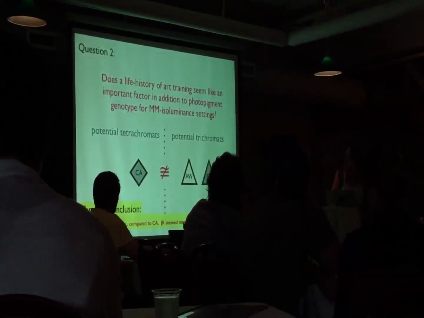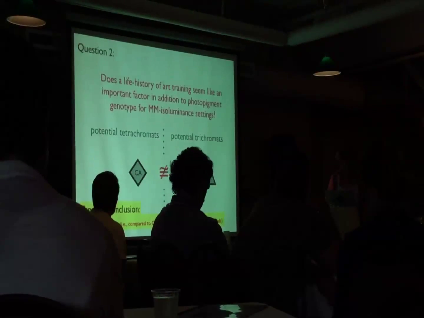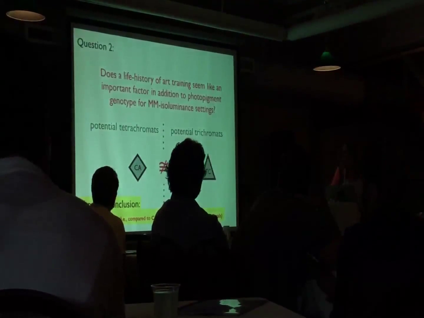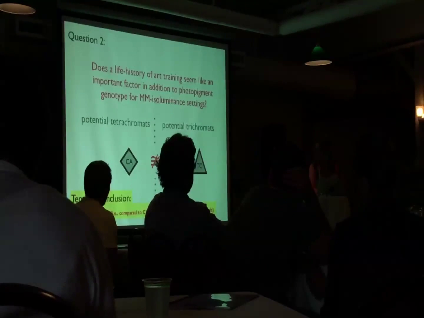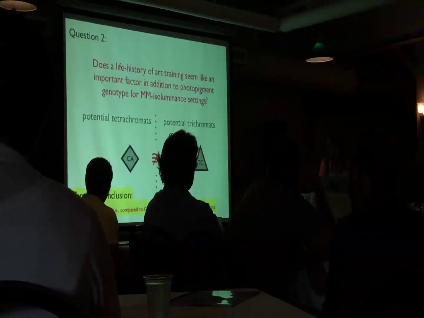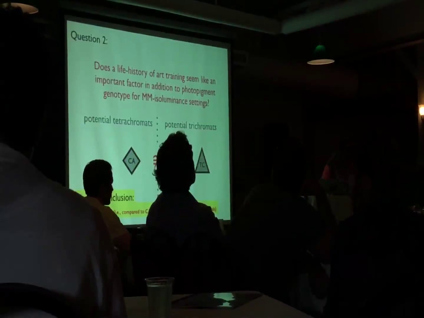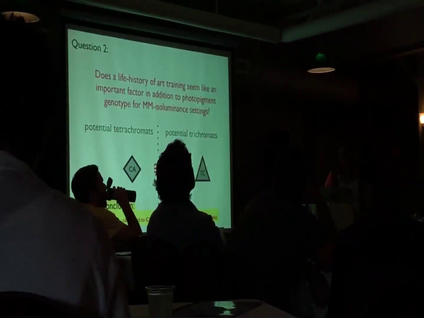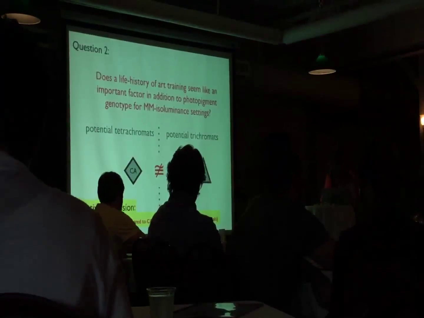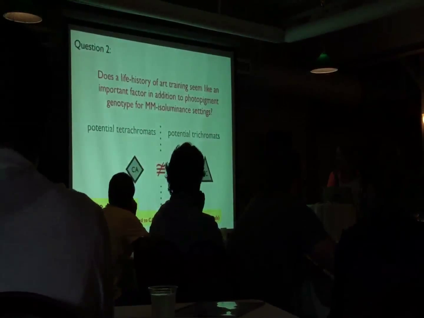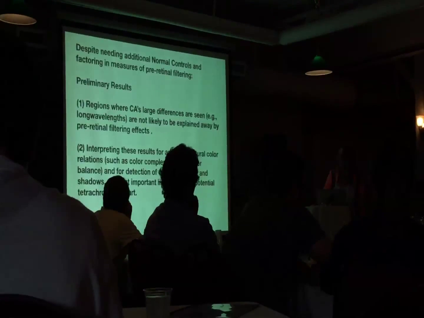And does life history of art training seem like an important factor in addition to photopigment genotype for MM isoluminance settings? The tentative conclusion is yes, especially when compared to the one tetrachromat that we observed who was an artist. The second tetrachromat seems more similar to the normals in her particular isoluminance settings. That could be a function of the fact that we designed the test to assess CA. We have to run the next experiment, but it seems like we have good evidence that art training makes a difference.